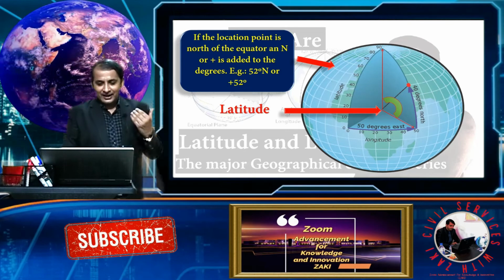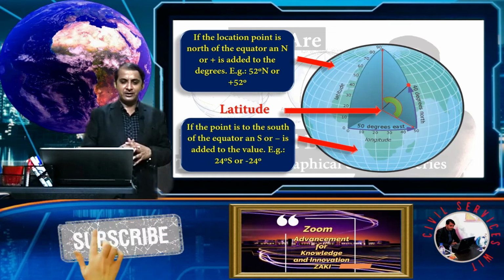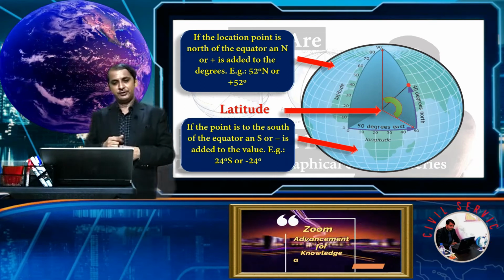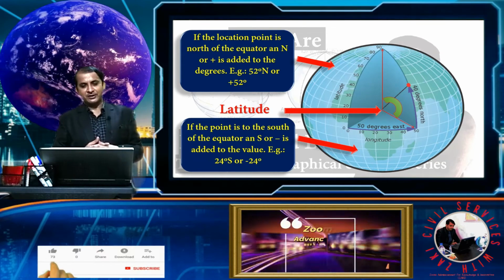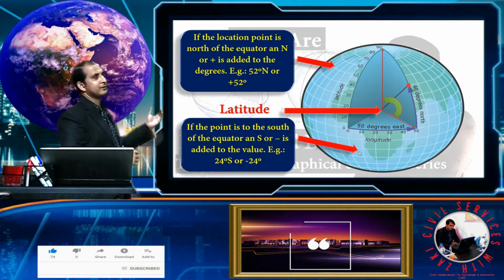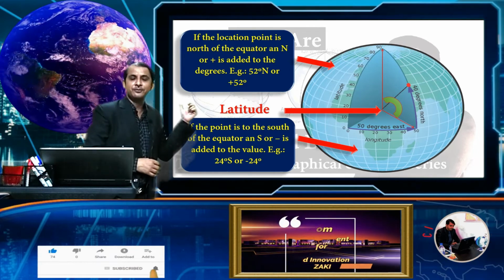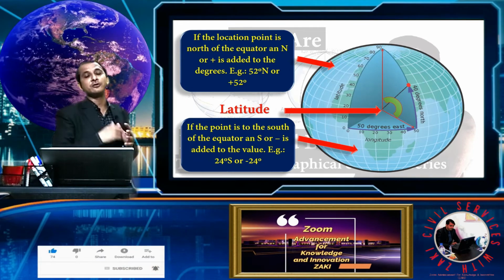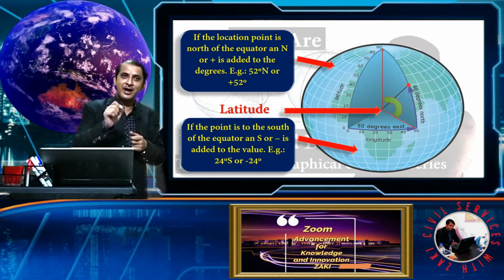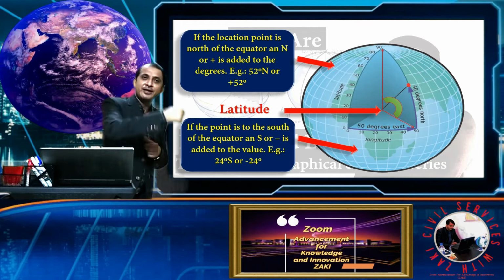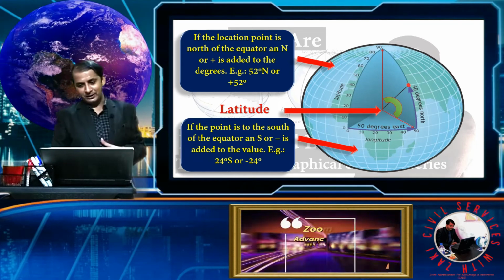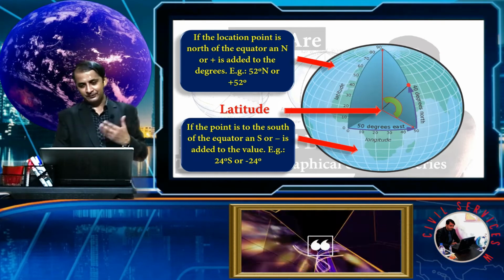Like that, if you go to the southern hemisphere, a point south of the equator is called S or minus. For example, here it is 24 degrees S, or minus 24 degrees. If you see 24 degrees minus, it means it is situated in the southern hemisphere. I hope you understand this.